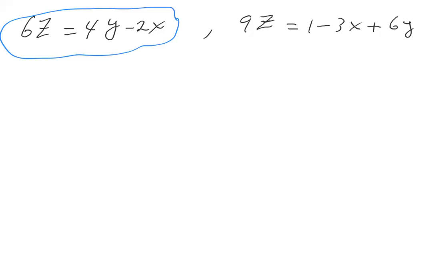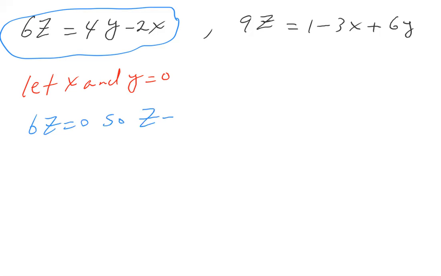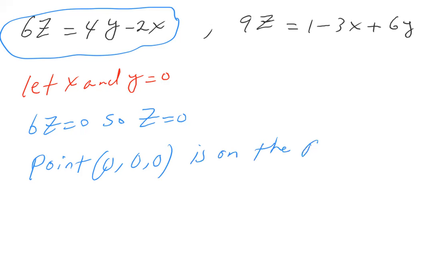If I let x and y equal 0, then I'm going to have 6z equals 0, so z equals 0. This follows that the point (0, 0, 0) is on the plane. Well, that was easy.